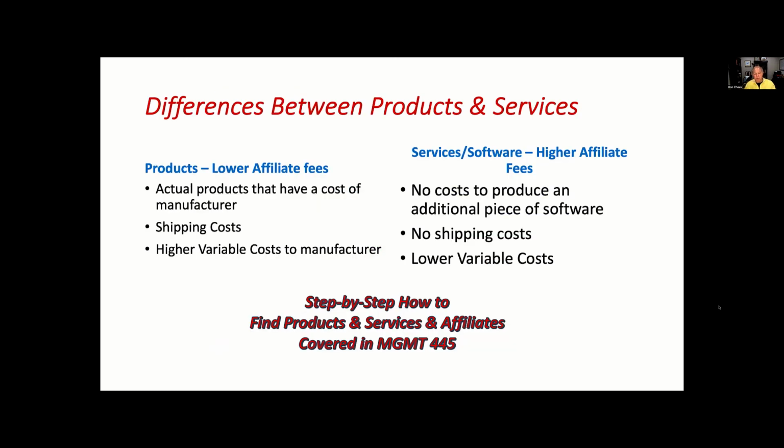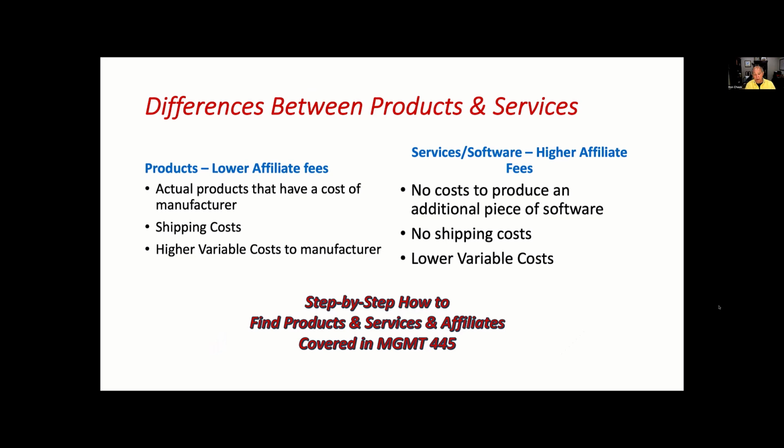Now, the difference between products and services, this is a broad overview. Products have a cost. Let's go back to the pants, for example. That manufacturer's got to pay for the pants. They've got to pay for the shipping. And so they have a higher cost, so they're going to pay a lower affiliate fee.